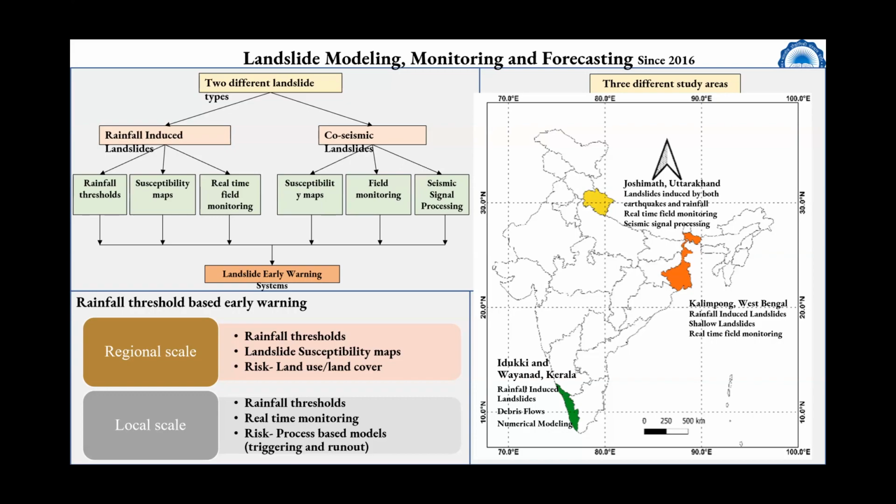So we have such a diversified, very different, highly heterogeneous mass. So we cannot make a simple or uniform methodology for the entire country. This is actually our work since 2016. We have been working not only on the Himalayan region, including Uttarakhand and part of West Bengal in Kalimpong, which I'll be presenting today.